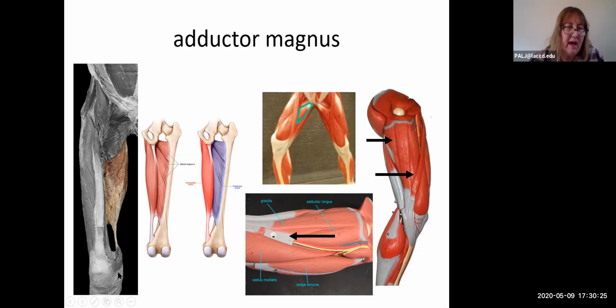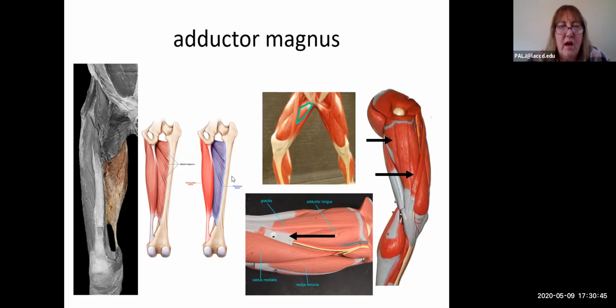But then it also has another little insertion down here. And so it has this little hole in it. All right. So this is called the adductor magnus muscle. If you were looking at it, it would have the width of your hand. Okay, it's huge.